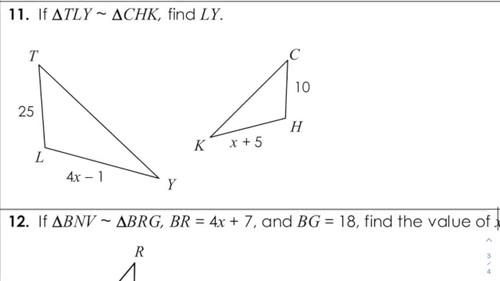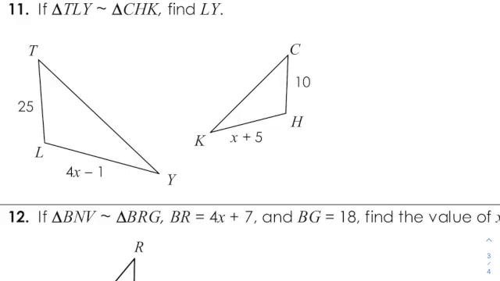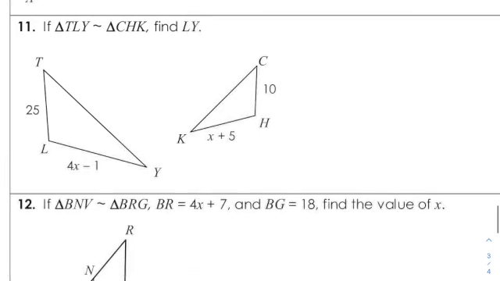All right, number 11. If triangle TLY is similar to triangle CHK, we have to find LY. This time it doesn't want x as the answer. It wants us to find x and then plug it into LY. So first things first, find x. I'm going to choose the order again. TL was written first, so 25, TL is the first two letters, CH is the first two letters. So those are proportional, and I have to write 25 over 10.